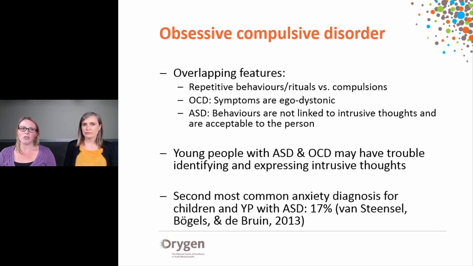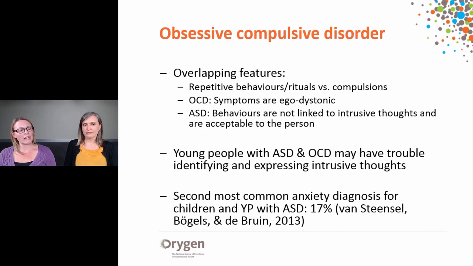The key thing to understand and try and remember is that with OCD, symptoms are ego dystonic, and are usually quite distressing for young people to be going through. So the need to engage in these rituals and have these compulsions to do certain things is often really upsetting and has a huge functional impairment for this group of young people. Whereas in autism spectrum disorders, behaviours are not linked to intrusive thoughts, and they are acceptable or even preferred in lots of cases for people with autism spectrum disorders.